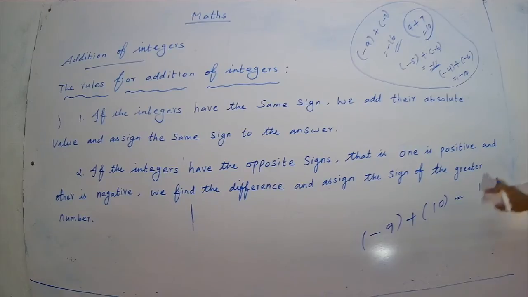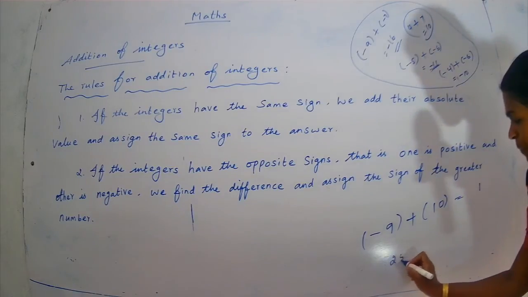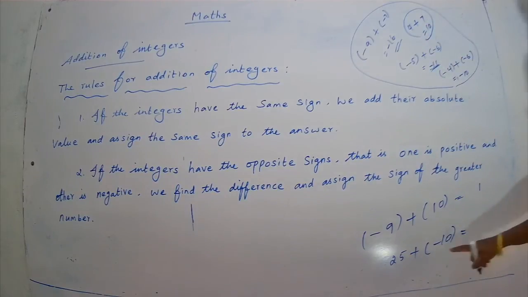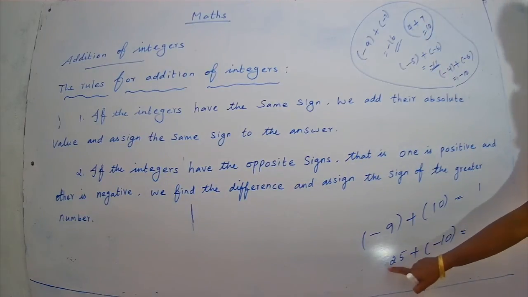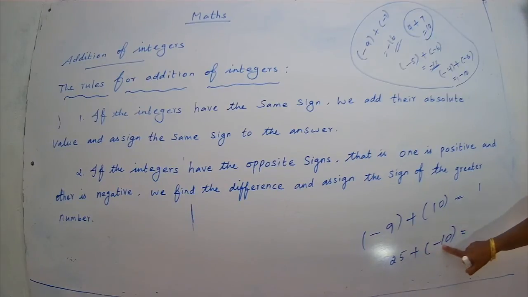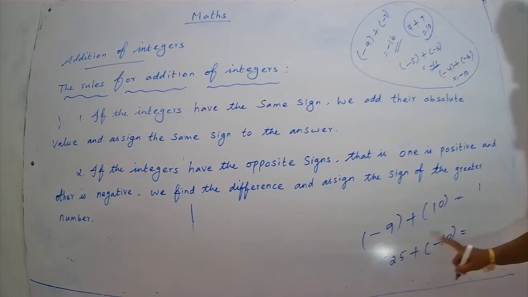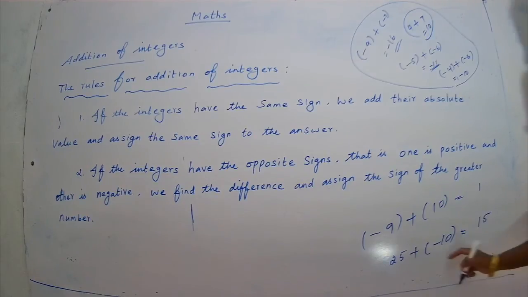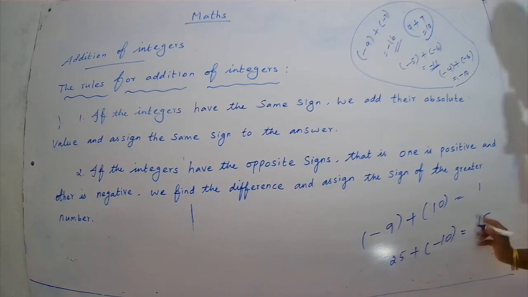Okay children, clear? Now another example. 25 plus minus 10. You see here, this is a positive integer, this is a negative integer. So now you add these two integers, one is positive, one is negative. So we find the difference. 25 minus 10 is equal to 15. Now you put the greater number's sign. What is the greater number's sign here? Positive. So your answer is plus 15. Okay children, clear? Then another example.